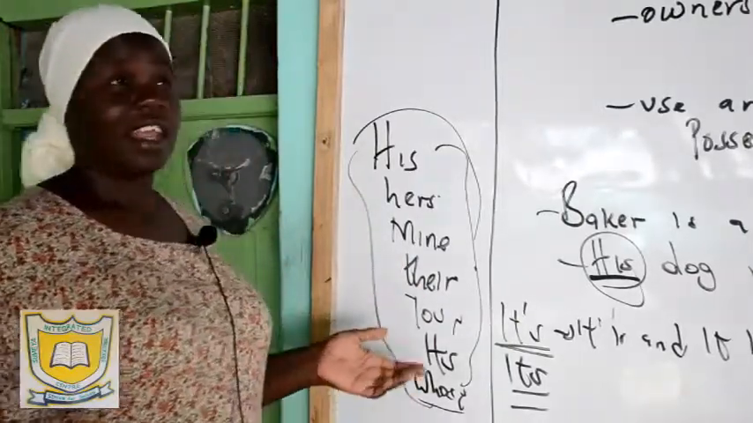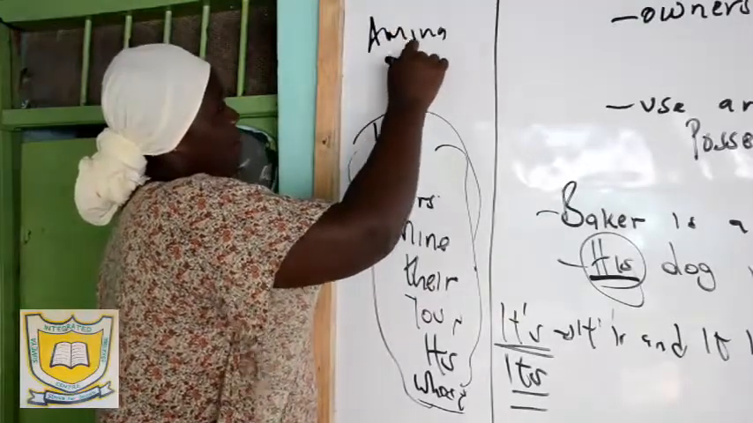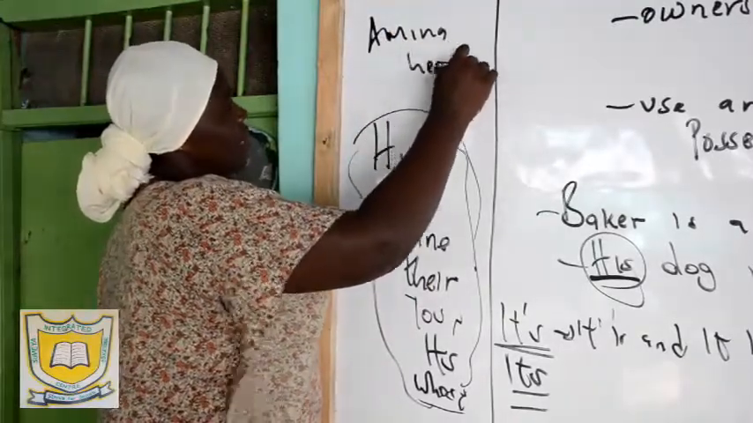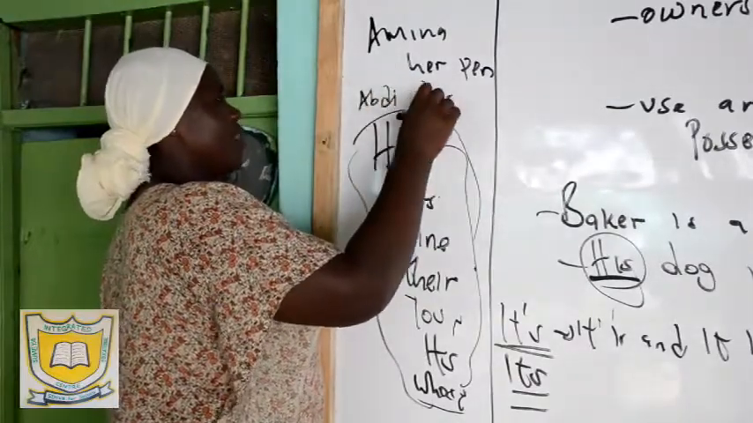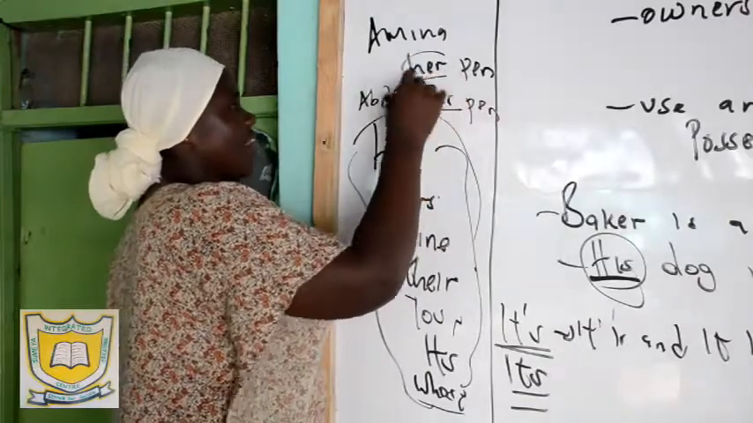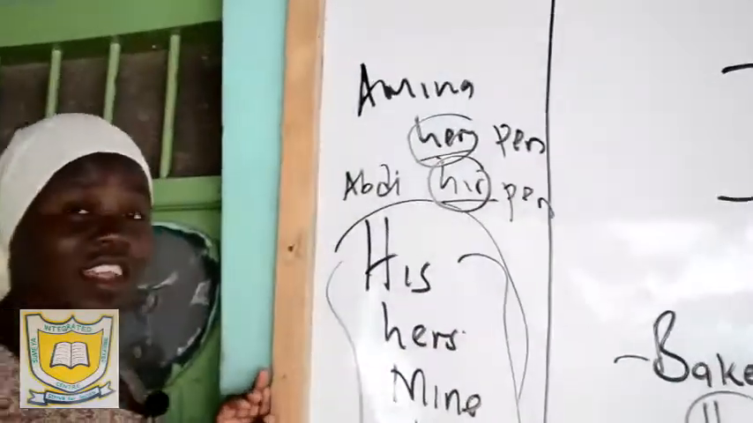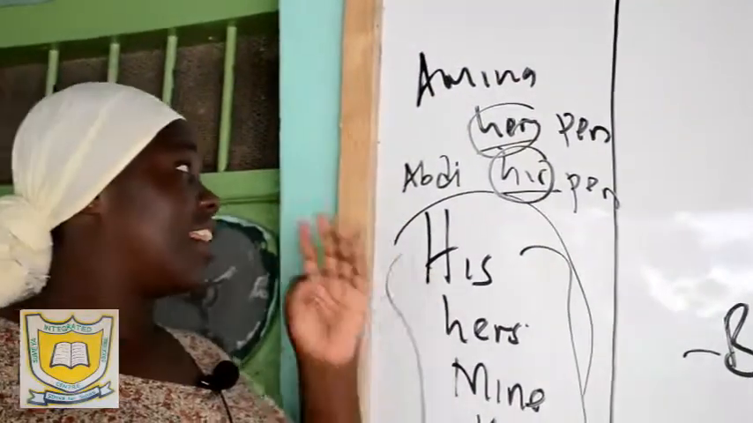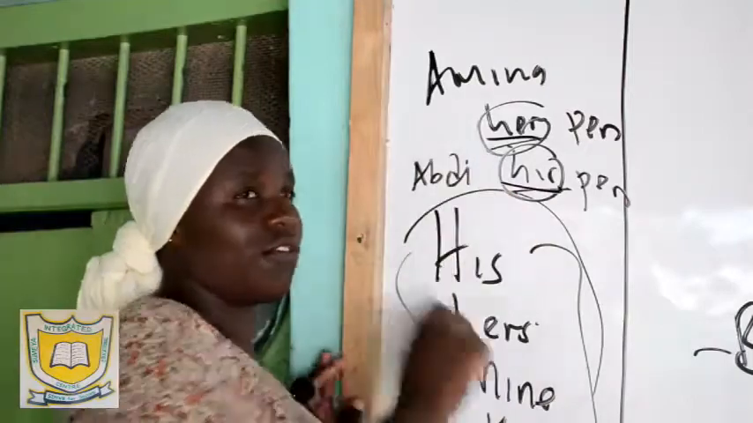Are you getting that? Like Amina is a girl, so I'll say her pen. And Abdi is a boy, I'll say his pen. So you have his and you have her. Her and his show possession, but according to gender, Amina is female and Abdi is male. So you are going to use his and you are going to use hers.